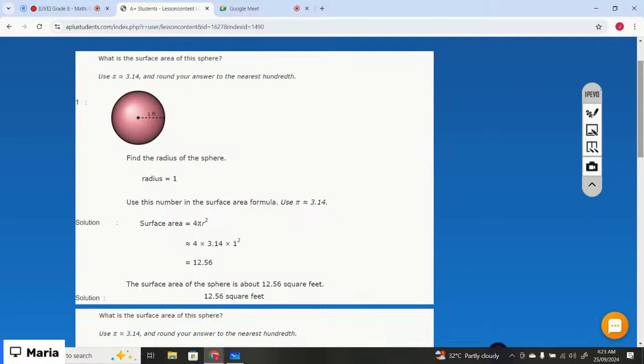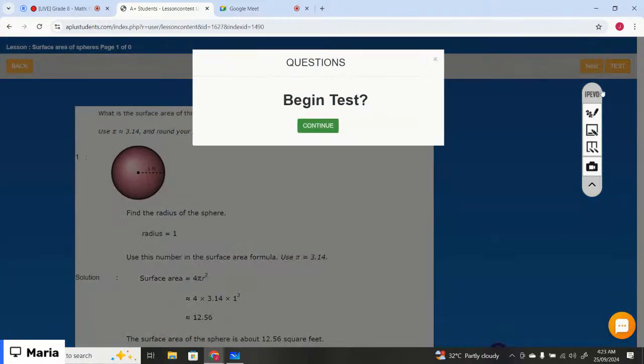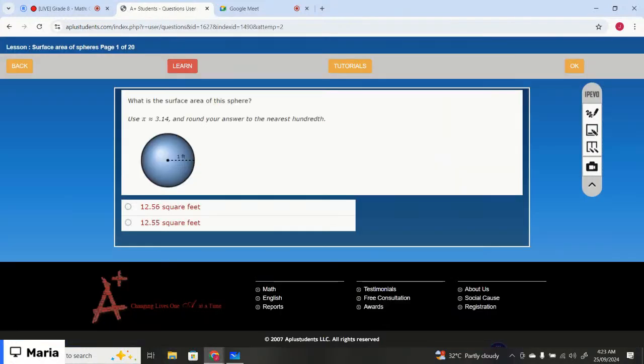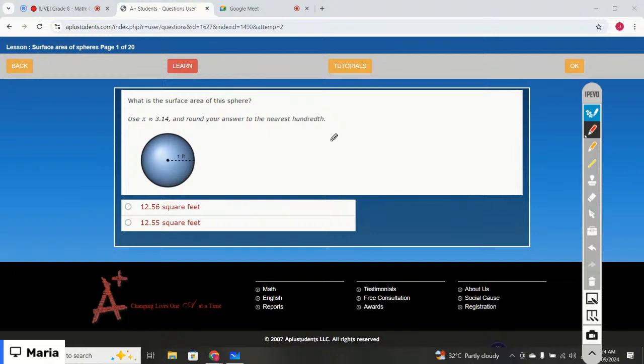Let's just start with the test question. So the formula is surface area equals 4 pi r square. These formulas are very important. You can note them down and keep them in your mind. What is the surface area of the sphere? You are going to use the formula that is 4 pi r square. You are given r equals 1.